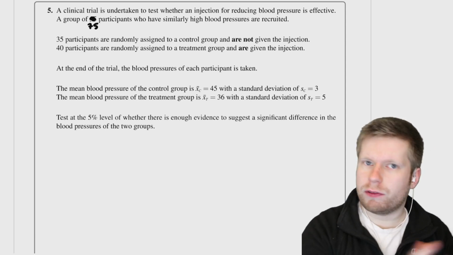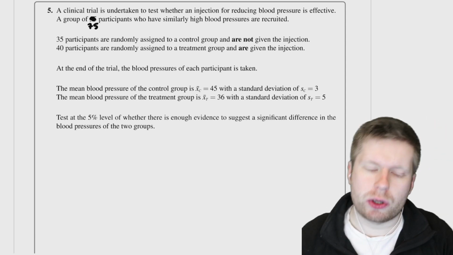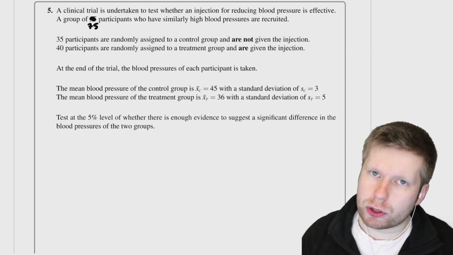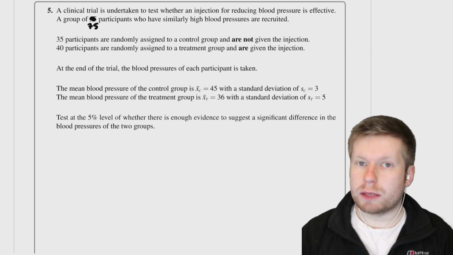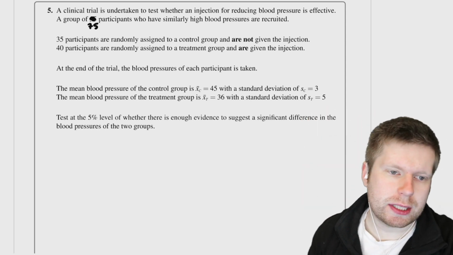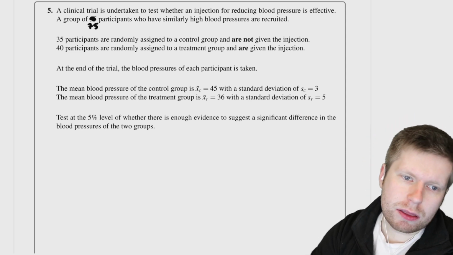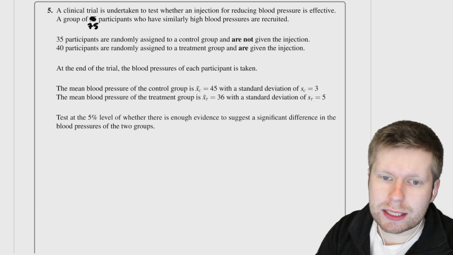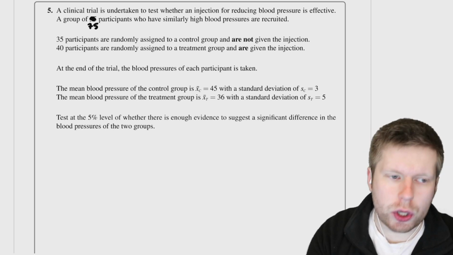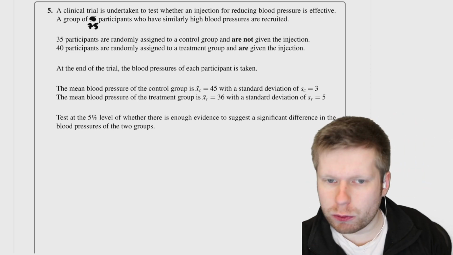These are the people who say, well, look, if you did nothing, this is what you expect during this time, whereas the 40 participants who are given the injection kind of sees whether there's been an improvement or perhaps a poorer performance instead. At the end of the trial, the blood pressure of each participant is taken. The mean blood pressure of the control group is given by 45. Now, I don't know what the units are of the blood pressure, but it's 45.